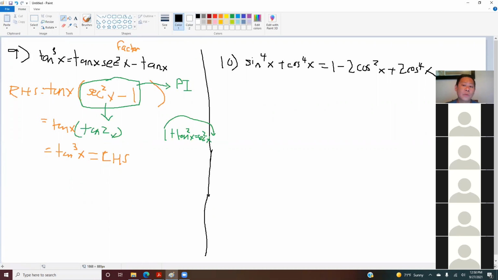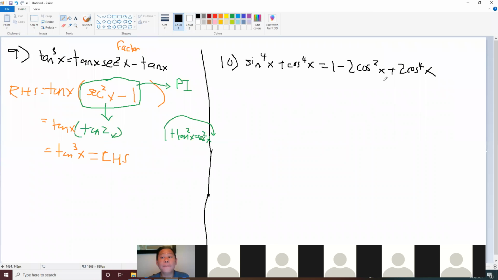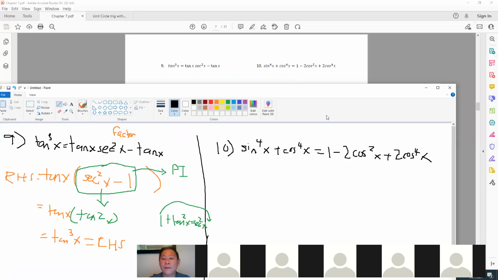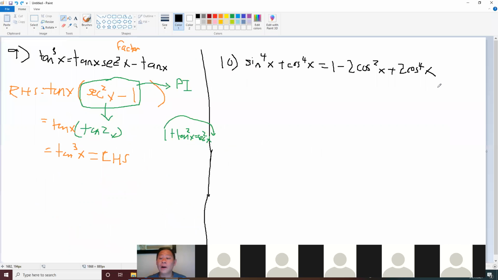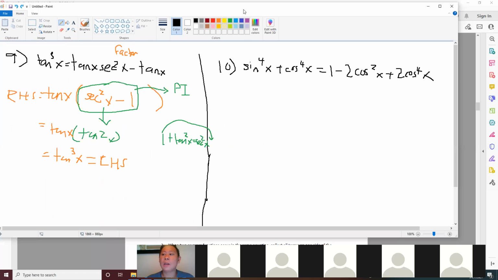Okay. The last one is question 10: sine 4x plus cosine 4x equals 1 minus 2 cosine square x plus cosine 4x. So this is the one that we have. I just wrote it here. This is also tough, so we're going to talk about how we do this one.